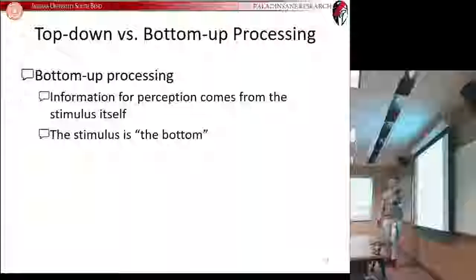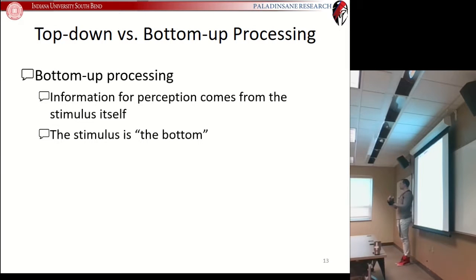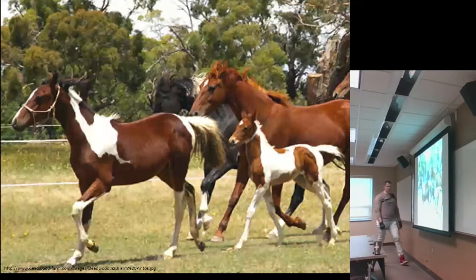And the stimulus in this case is what is referred to as the bottom. So bottom-up processing, you can think of it as almost unconscious. You're not thinking about it. Your mind isn't doing anything with it. It's just coming up directly from the stimulus. So an example of bottom-up processing would be this image right here.